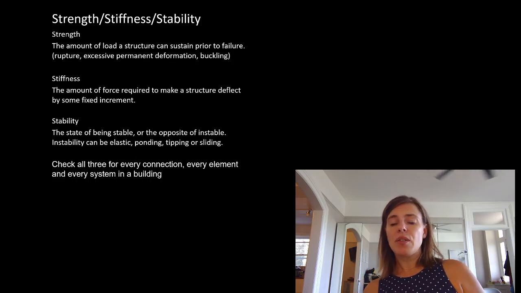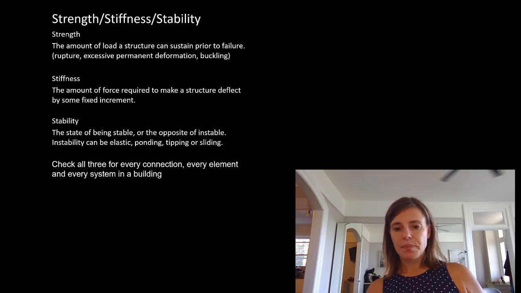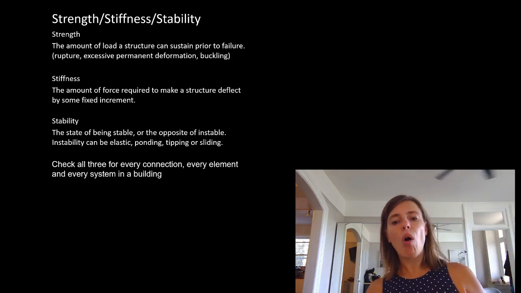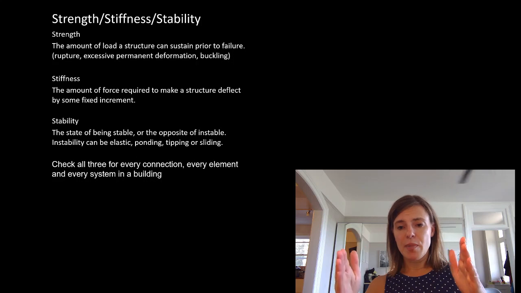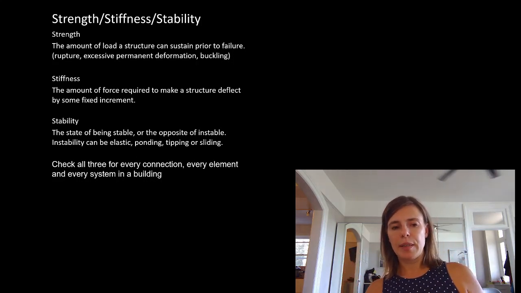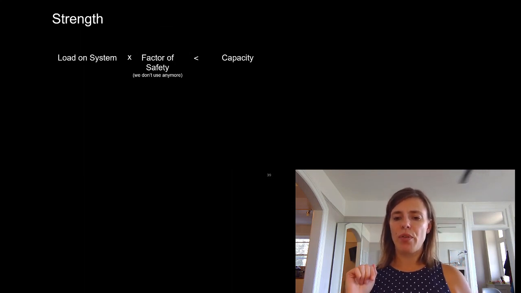Now, these three things are things we have to check for every connection, every element, and every single system in a building. We do it again and again. And then we make a change. We have to go back and check all of those three things for all of those elements again. So remind yourself, strength, stiffness, and stability for every connection, every element, and every system in the building. So let's start with strength. Let's talk about strength for a few minutes.